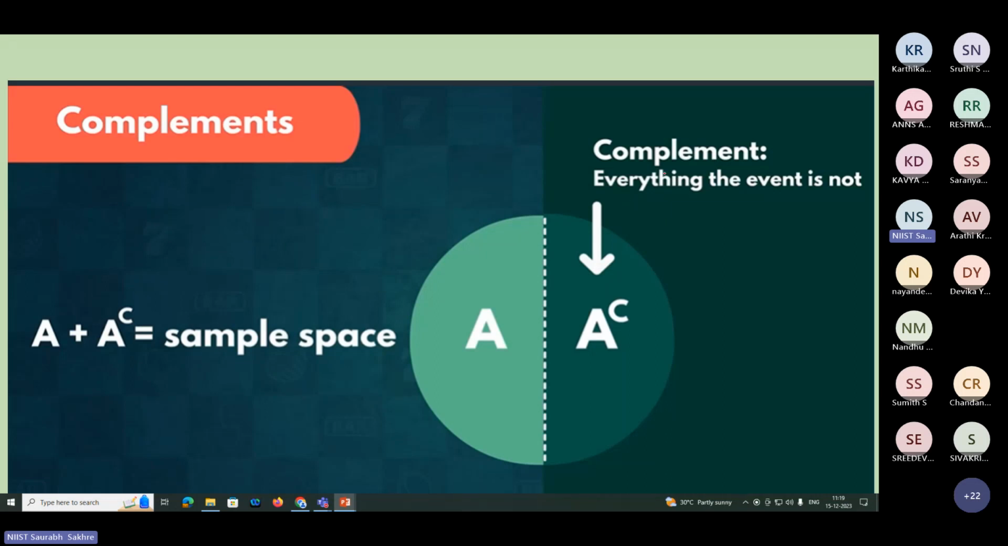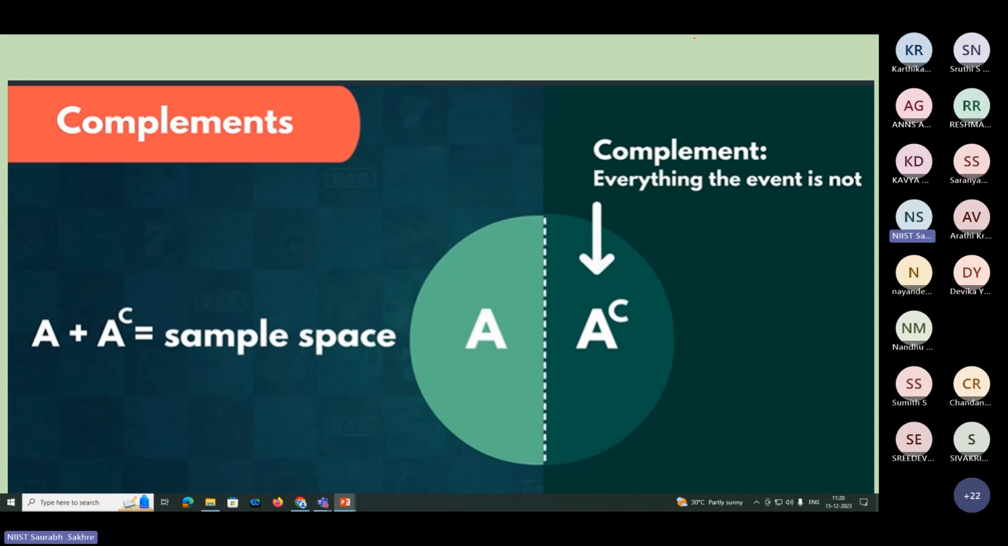Complements is nothing but, think yourself: if I am saying that there is a 60% chance that it will rain today, then in the same sentence I am also saying that there is a 40% chance that it will not rain. Anything can be 100% only. When I'm talking in percentages, the highest percentage will be 100. If I am saying an event can occur with a probability of 65%, I can very well say that the event will not occur with a probability of 35%.